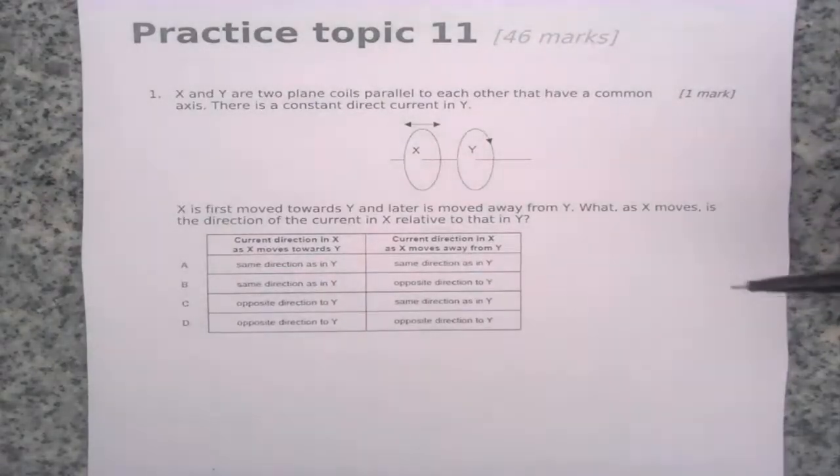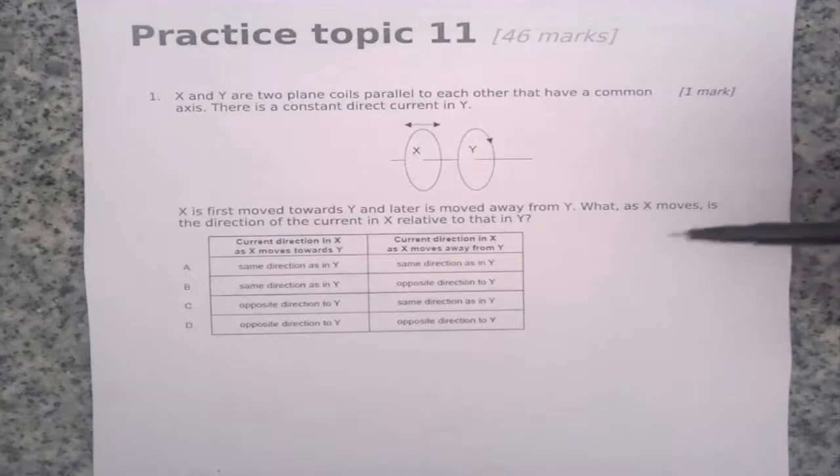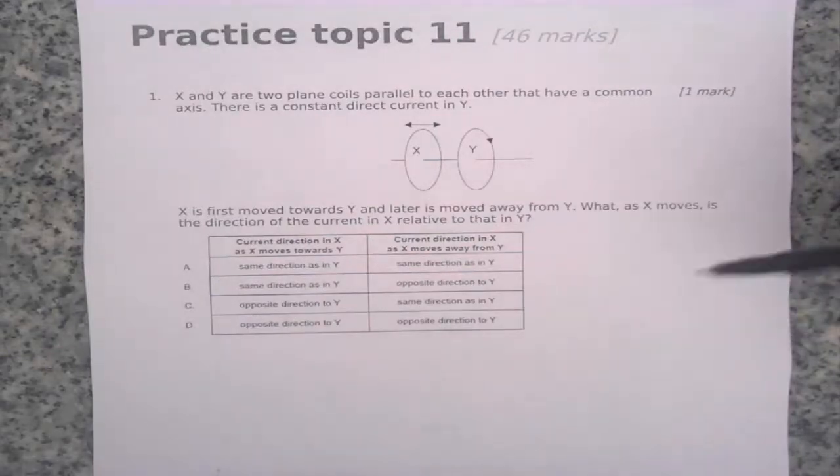Number 1. It says that X and Y are two plane coils parallel to each other that have a common axis. There is a constant current in Y. X is first moved towards Y and later is moved away from Y. What, as X moves, is the direction of the current in X relative to that in Y?